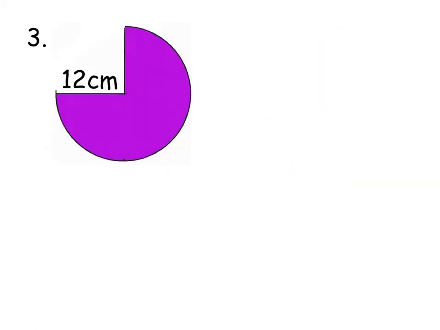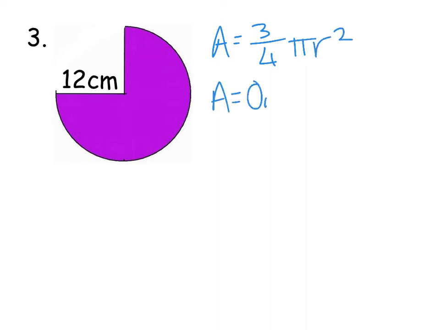Okay? Question 3, we have 3/4 of a circle. So your formula becomes 3/4 pi r squared. Now we know that 3/4 is 0.75. If you don't, you should know a quarter treble is 75, so 0.75 times 3.14 for pi. Now your radius again, they have given us from the centre to the outside is 12, so we've already got the radius.